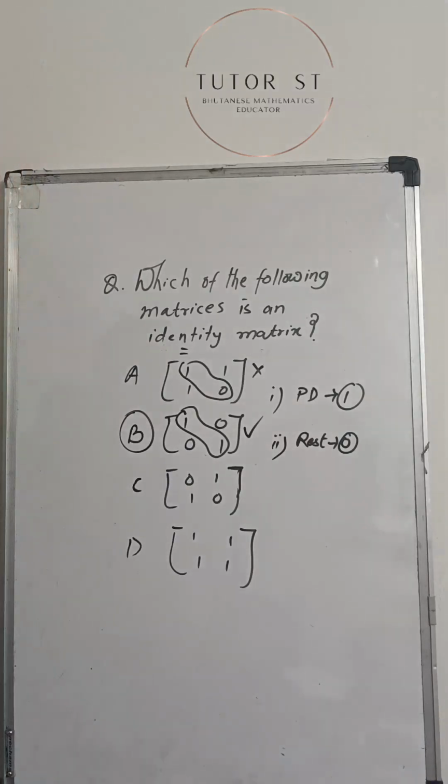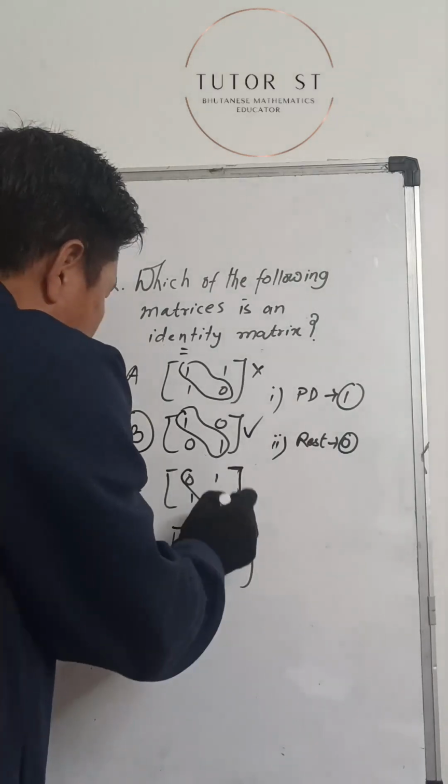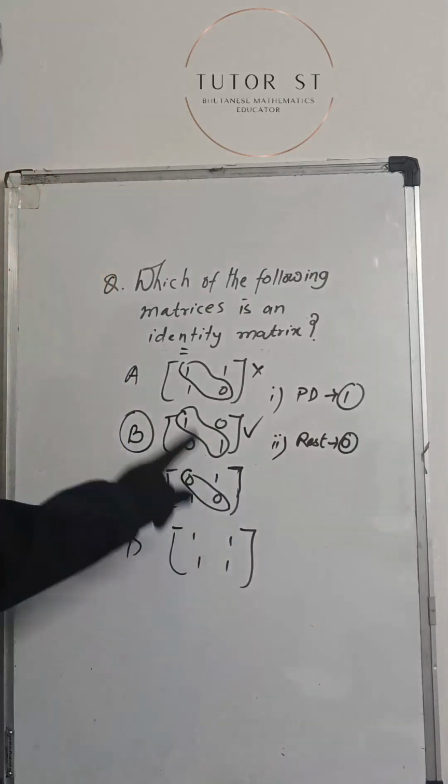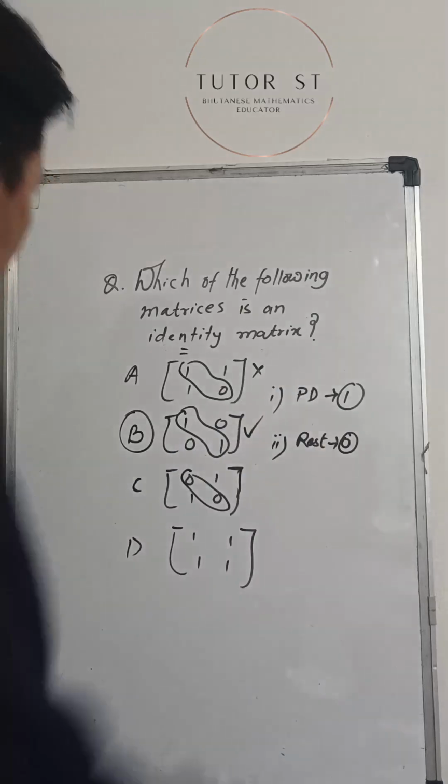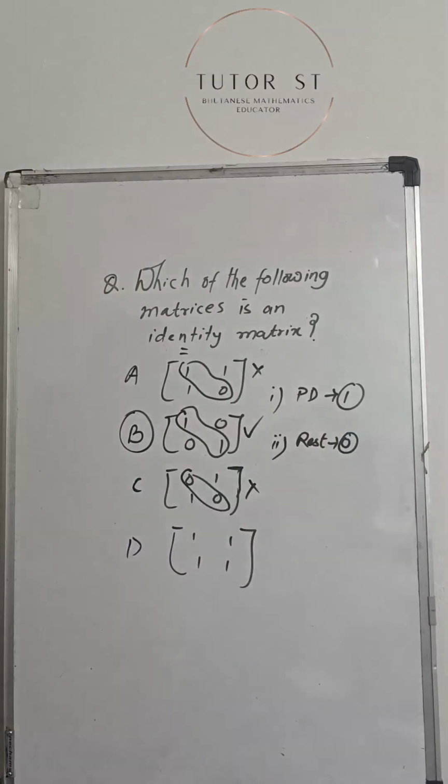Now, if I go to the third one, you can see that all the elements along the principal diagonal are 0, which contradicts with the conditions we have here. That is why this is also not an identity matrix.